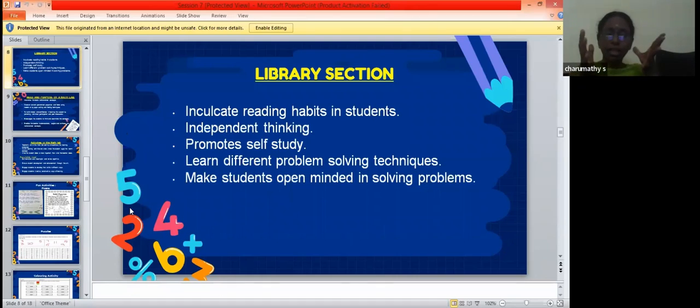So they try to accept all the different techniques and see which is very comfortable for them, and finally which is easier to adapt. That is very important. Not only comfortable, but which is easier to adapt and which is a quicker way to solve the maze. Ultimately, that is what is required. So which is the simplest and quickest way to solve the problem. These are the things that they develop in the library section. So now let's go for the next one.